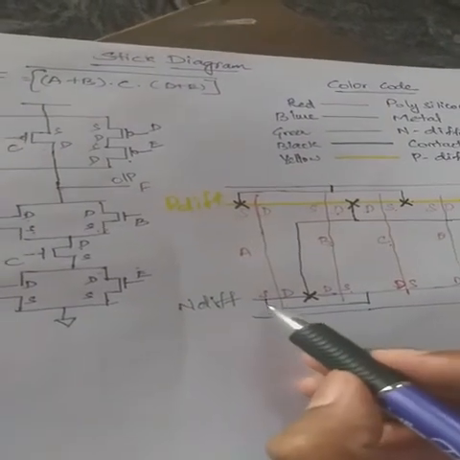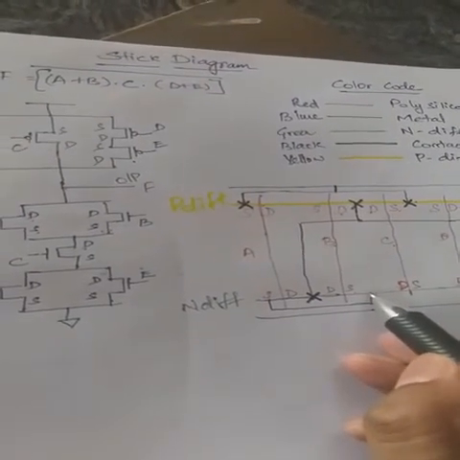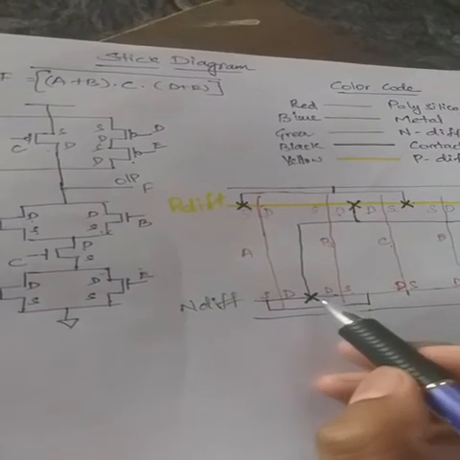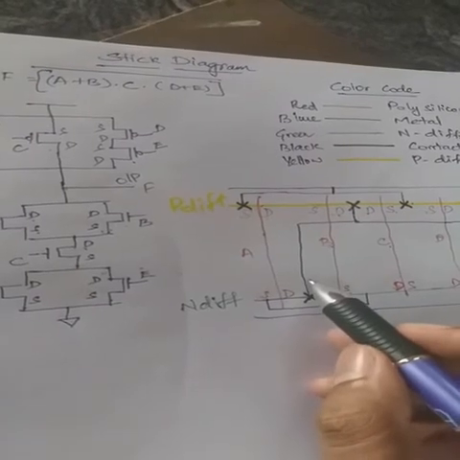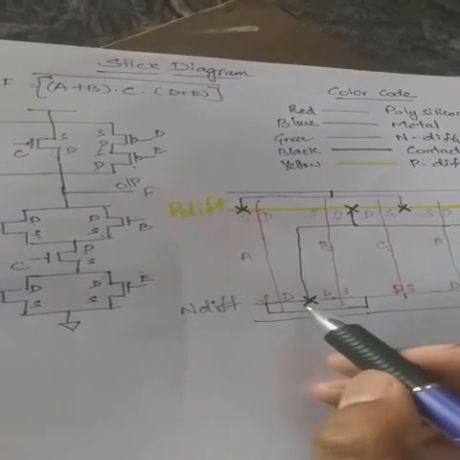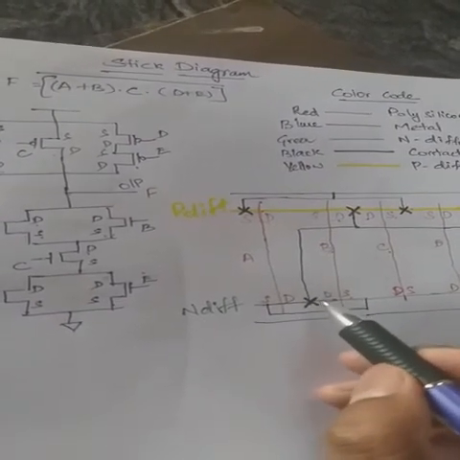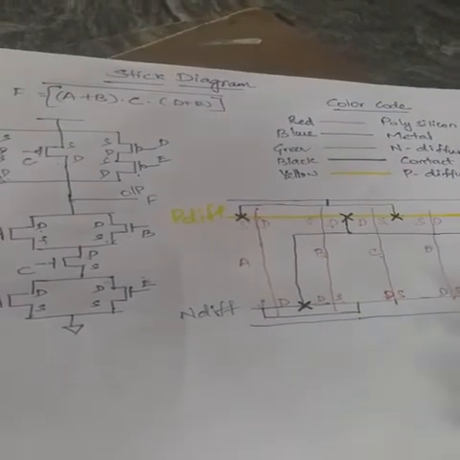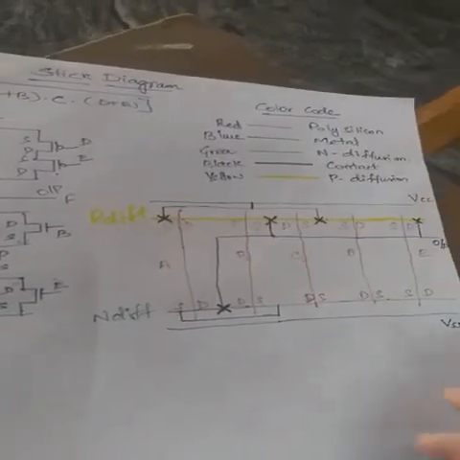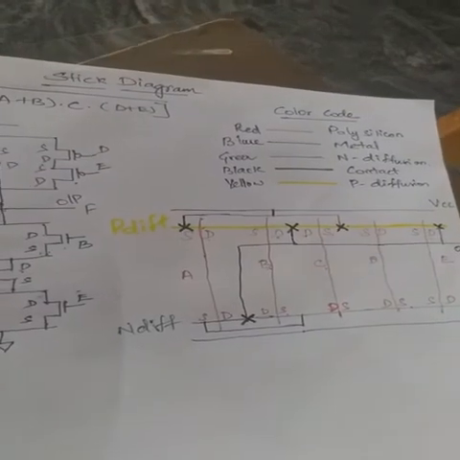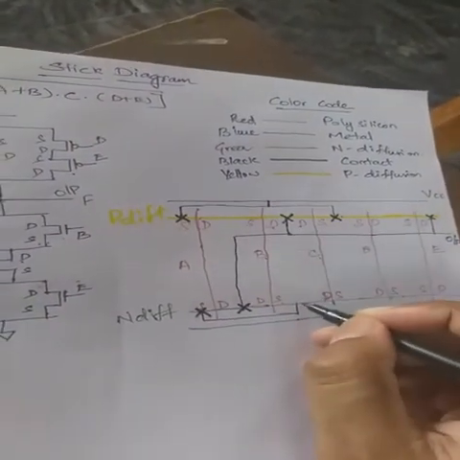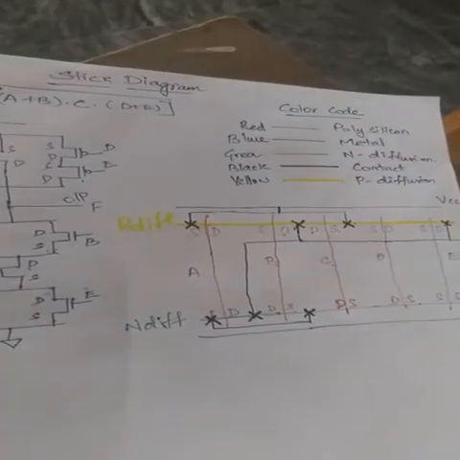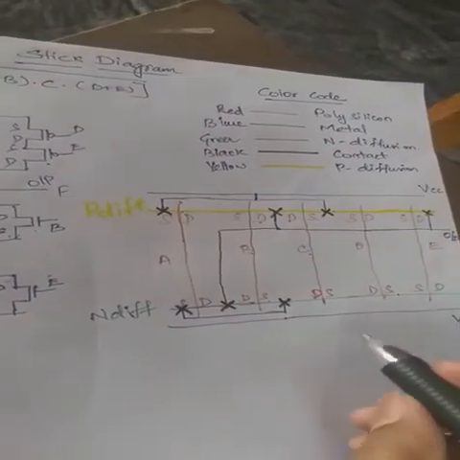You can draw it in the upper half also, but the problem is there will be an overlap of your metal lines, so it will create a short circuit, right? So you have to avoid those kinds of short circuits while drawing. So take care in drawing these things. Again you have to mark the contact, right?